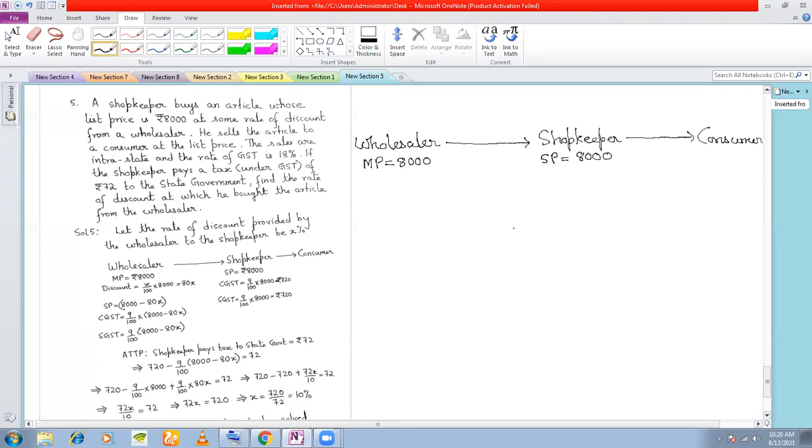Now, how much is the wholesaler selling to the shopkeeper? He's selling at some discount, which we don't know, which we need to calculate. Okay. The rate of GST is given to be 18%. Let's write it down.